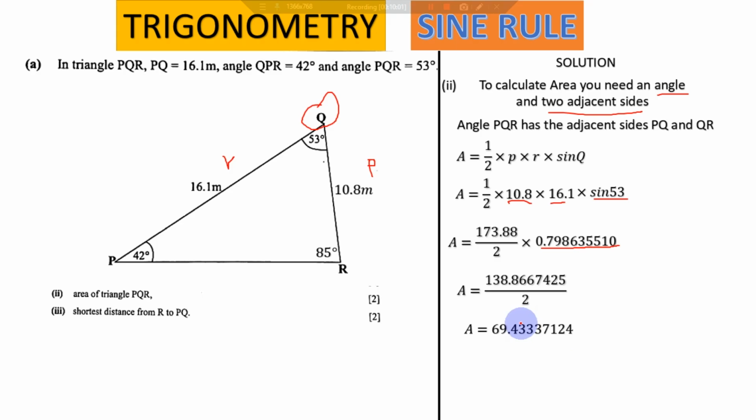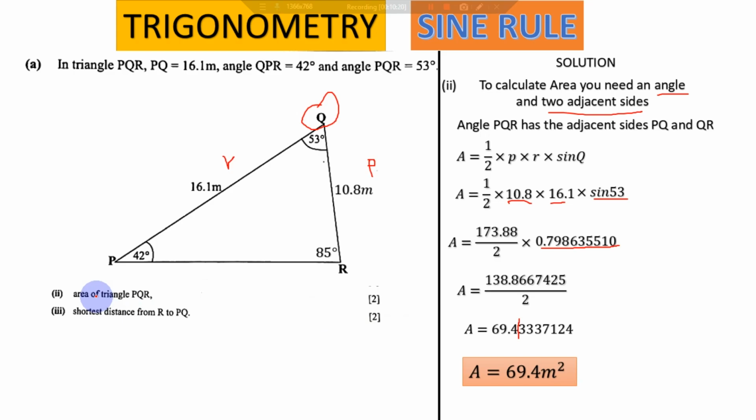But if you know, you round it off to 3 significant figures. So it will be between 4 and 3. Again, the 3 is less than 5, so the 4 remains as a 4. The final answer will be 69.4 meters squared. Don't forget to put a square on the area.